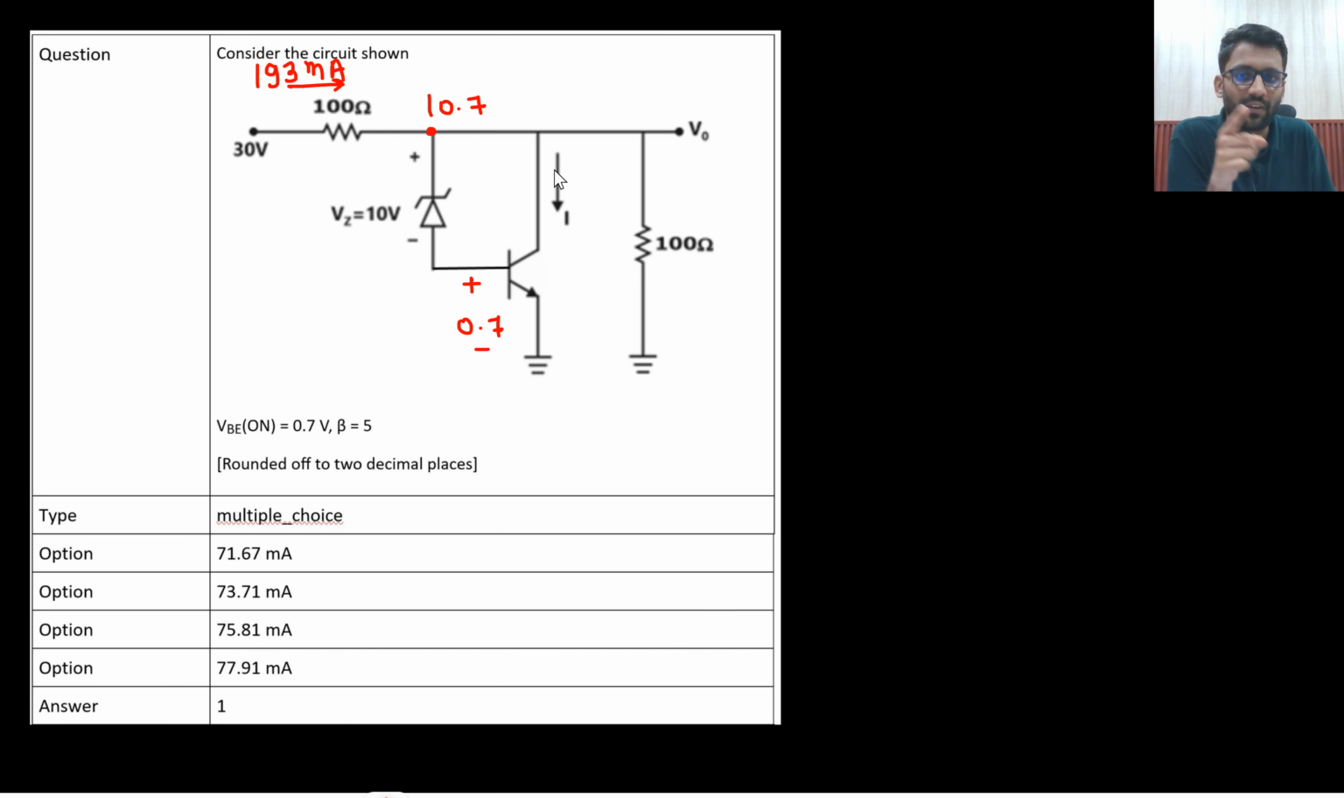Our target is to find I. If this current is I, tell me what this current would be. I by beta, because this is the collector current. What would be the base current? I by beta. The same current will be flowing here. Now what about this current? This is 0.7, this is 10, so this node is 10.7. How much current is this driving? 107 milliampere, right?